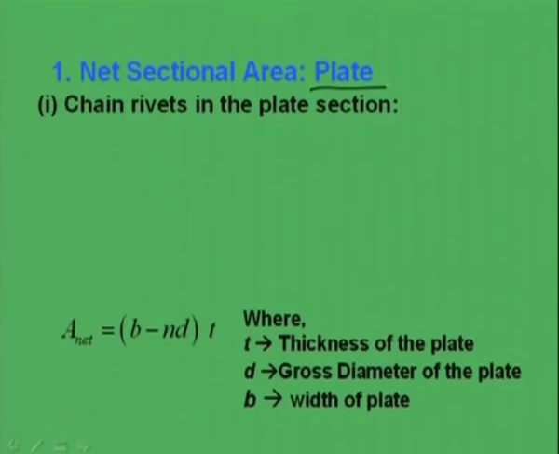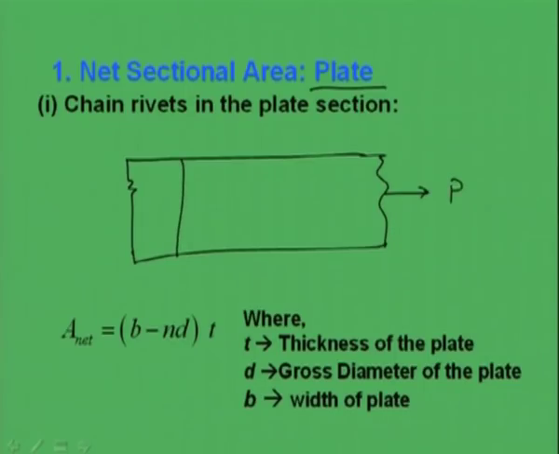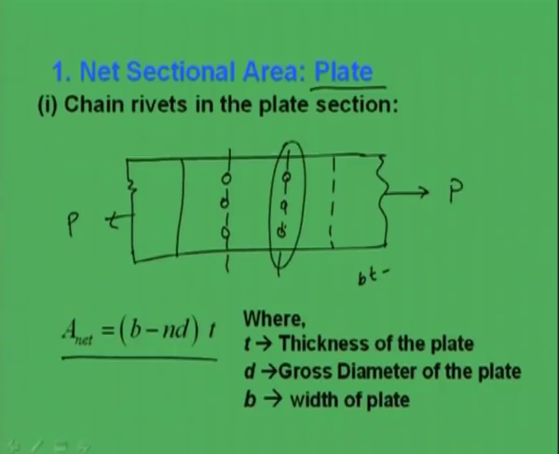First let us see the net sectional area for the plate. Say if it is chain rivets in the plate section, what will happen? If we see in the plan that one plate is like this, and one plate is having force P and another plate, say this one. If it is chain riveting, then the weaker section will be through this or through this, because this is where the maximum reduction by the holes will be. So net area will basically be B into T in this section, B into T minus N into D into T.